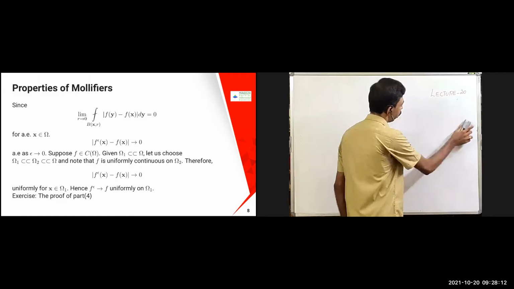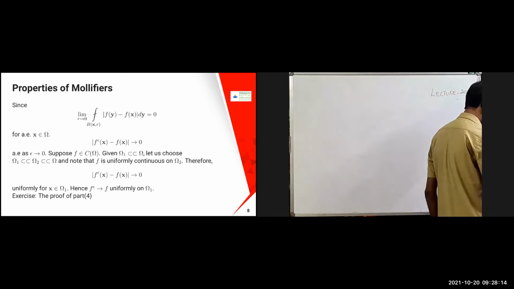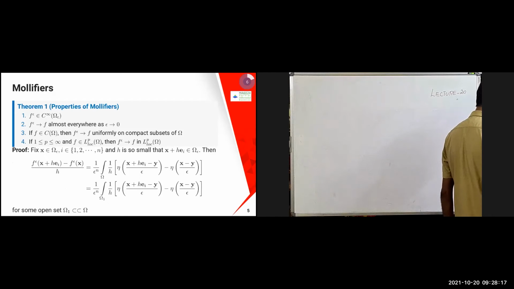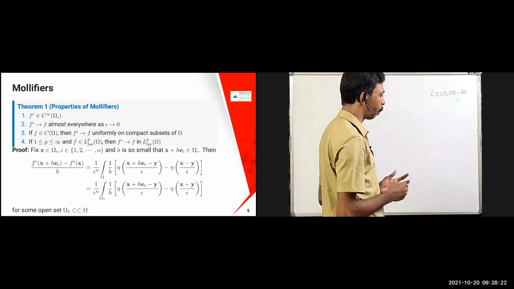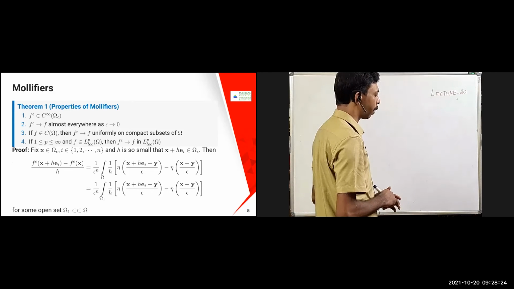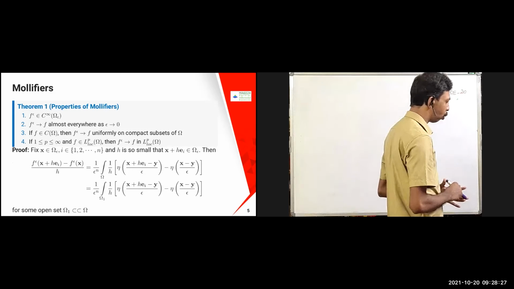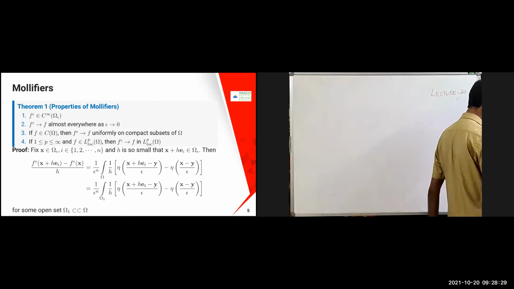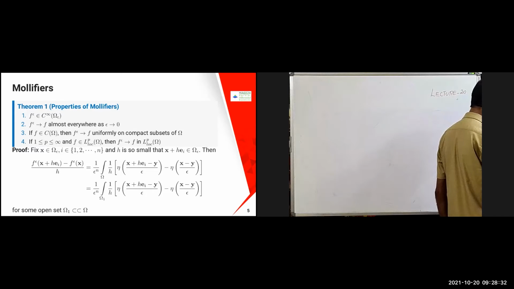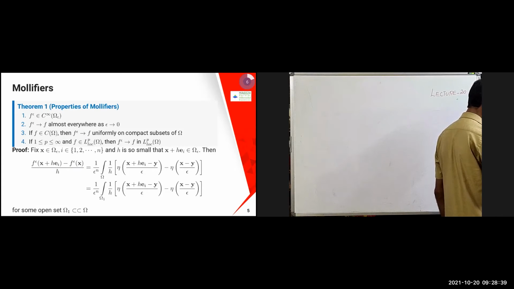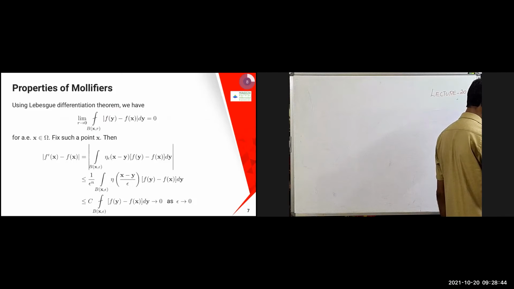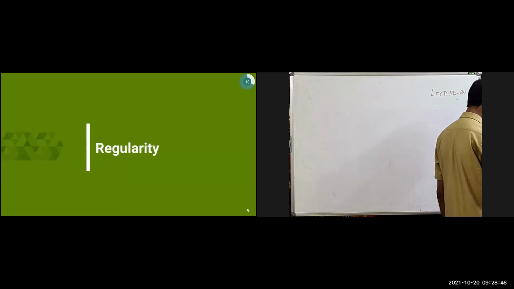Okay, so next, the last part is 1 less than or equal to p less than or equal to infinity. If f belongs to L^p_loc of Omega, then also you can prove that f epsilon tends to f in L^p_loc of Omega. This part I leave as an exercise. You use the same concept whatever we have used here. Just take the integral. What is the definition of L^p of Omega? You take L^p_loc of Omega and then apply that. That's all. That part I leave to you as an exercise.